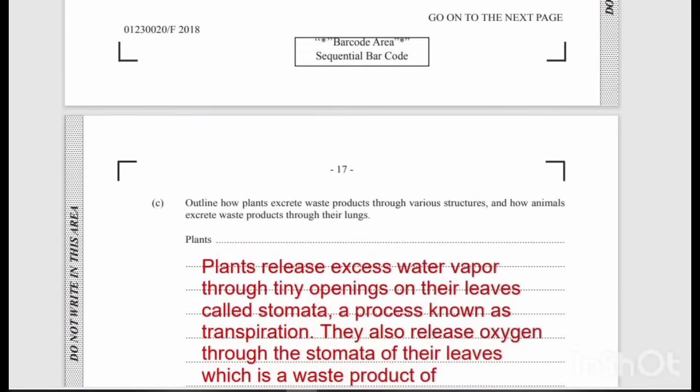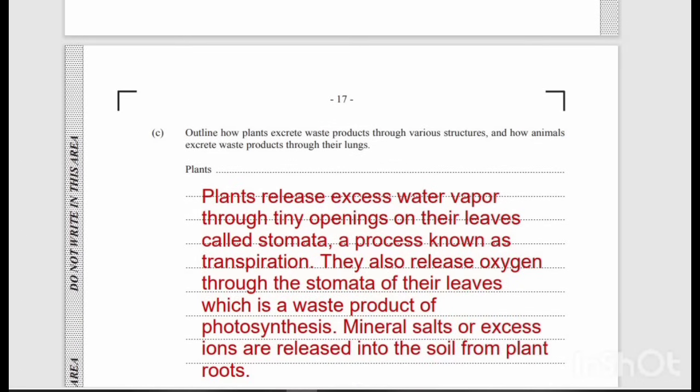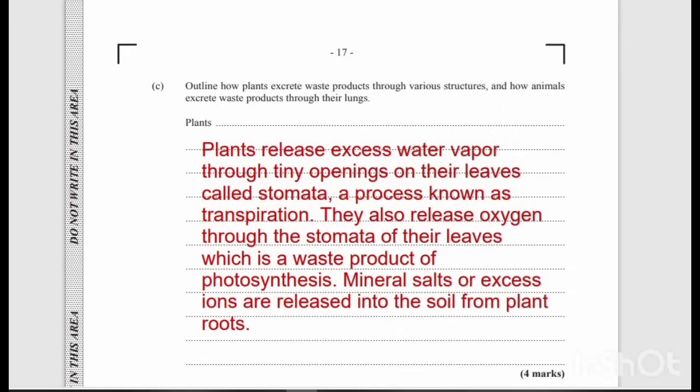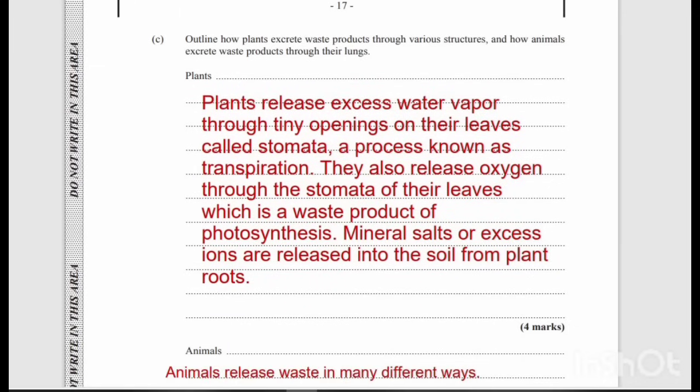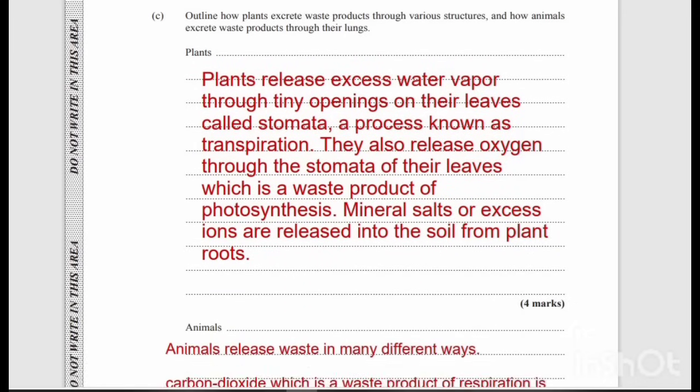Easy 5 marks. The next part of the question says outline how plants excrete waste products through various structures and how animals excrete waste products through their lungs. So for plants, they release excess water vapor through tiny openings on their leaves called stomata, a process known as transpiration, right? So that's how they get rid of the water. The next part, they also release oxygen through the stomata of their leaves, which is a waste product of photosynthesis. Mineral salts or excess ions are released into the soil from the plant roots. So if you explain anything like that, you should get your 4 marks.